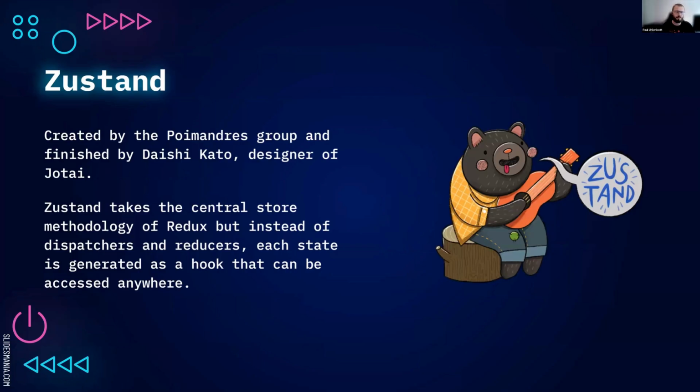Next, let's talk about Zustand. Zustand was created by the Poimandres group and eventually finished by none other than Daishi Kato, who was the designer of Jotai. Zustand takes the central store methodology of Redux, but rather than deal with the whole dispatchers and reducers thing, creates your state as a hook that can then be accessed anywhere in your application.